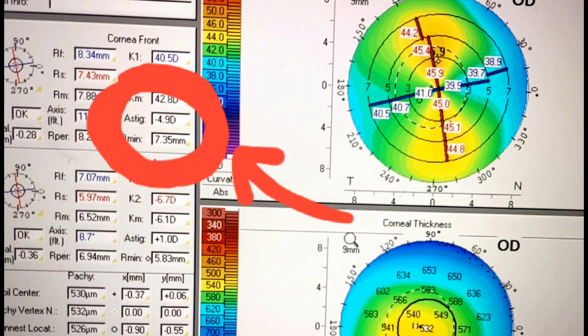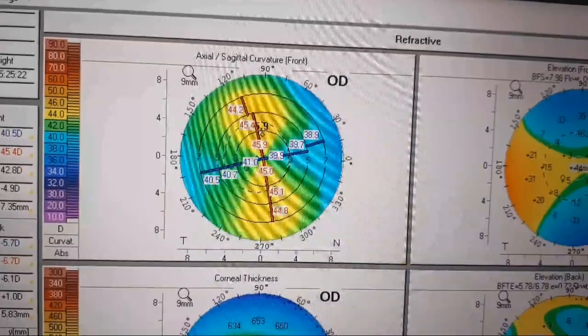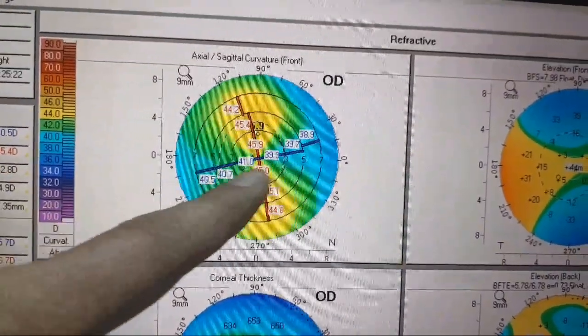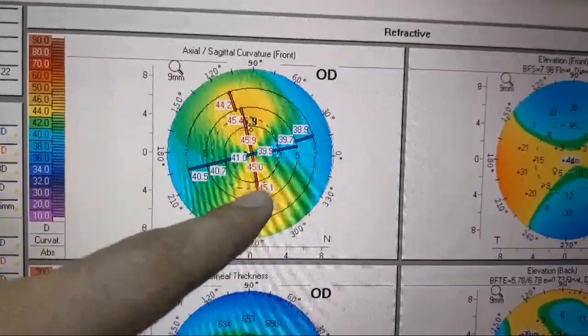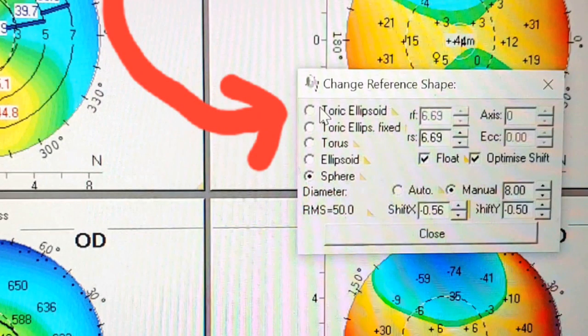But if the corneal astigmatism is significant, greater than 2.5 diopters, use best fit toric ellipsoid as a reference. Why? Because in this case, the cornea is not considered a spherical surface. It's considered an ellipsoid shape. As you know, the ellipsoid shape has two different meridians, one of them flat and the other steep, quite the same as the cornea with high astigmatism.